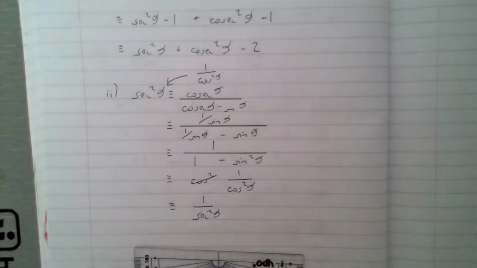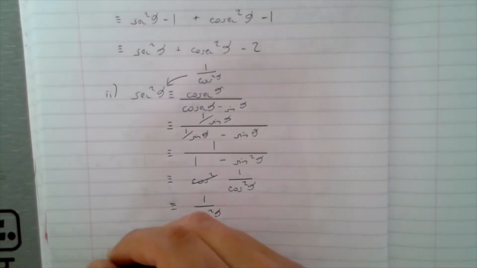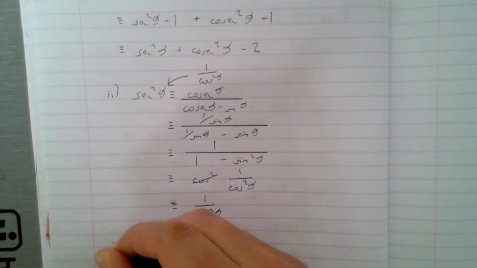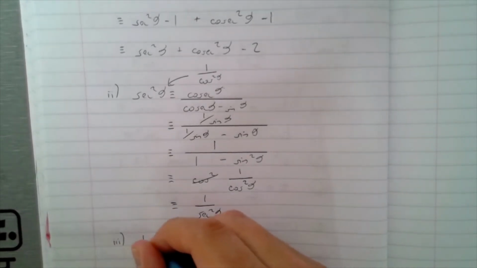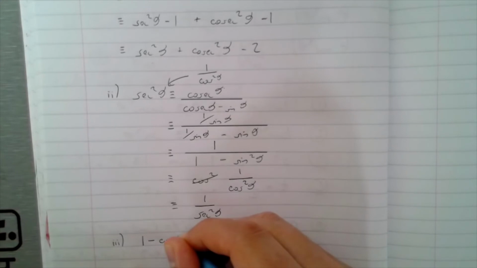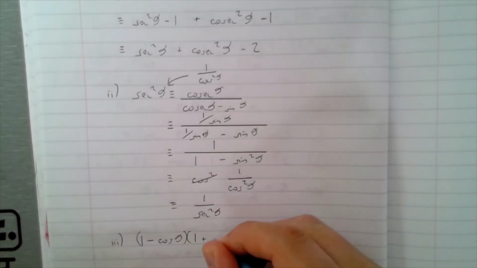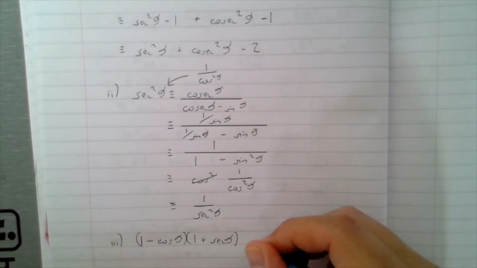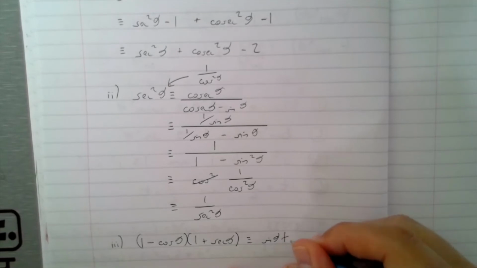Okay, so I hope that one went well. A bit of a trickier one, that one, but again, it's about trying to see what you need to get to. So let's have a go at one last one before I set you off on some exercises. So we've got 1 minus cosine theta, 1 plus sec theta, and that's equivalent to sine theta tan theta.